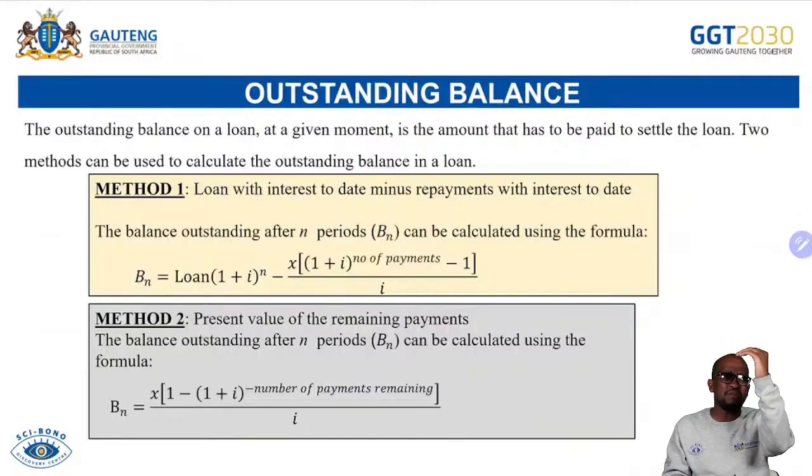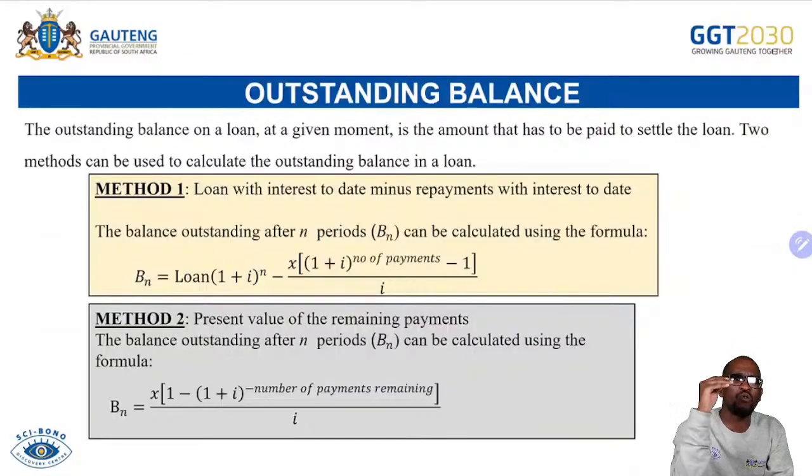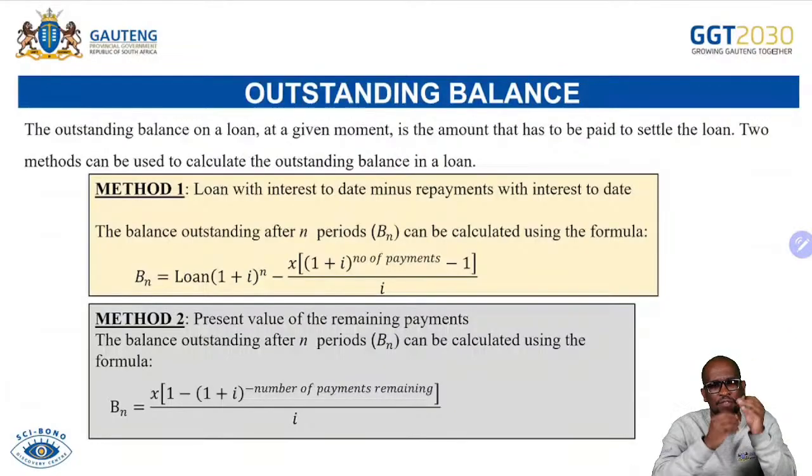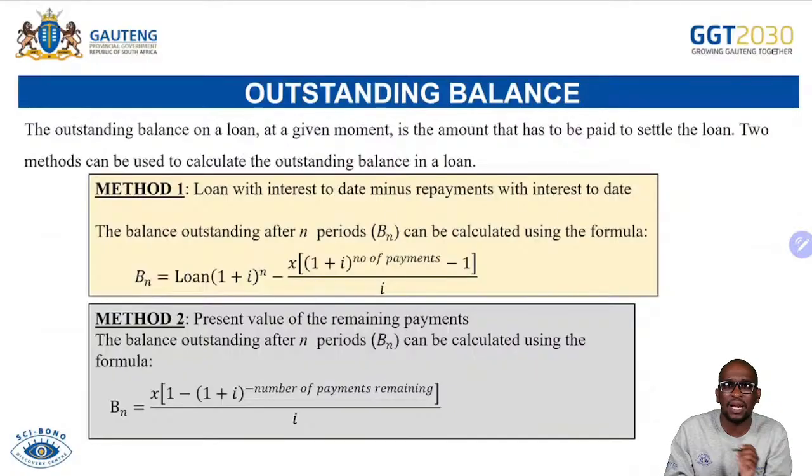So in the statements that are provided for the loans, they always indicate that, okay, you've paid this amount, this is what you were owing after paying, this is what you now owe. That is called the outstanding balance. Okay, we need to know how to calculate it. The outstanding balance on a loan at a given moment is the amount that has to be paid to settle the loan. Two methods can be used to calculate the outstanding balance.